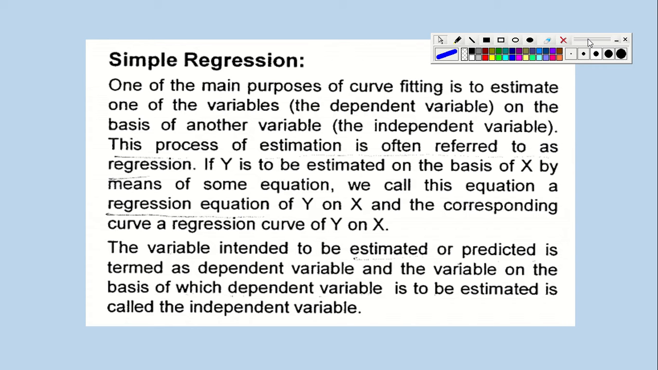If y is to be estimated on the basis of x by means of some equation, we call this equation a regression equation of y and x, and the corresponding curve a regression curve of y and x. The variable intended to be estimated or predicted is termed the dependent variable, and the variable on the basis of which the dependent variable is to be estimated is called the independent variable.